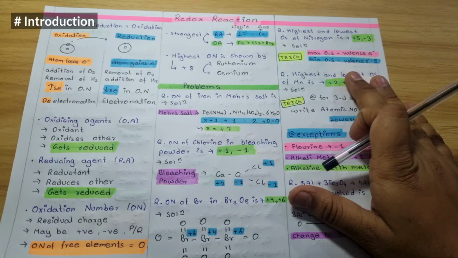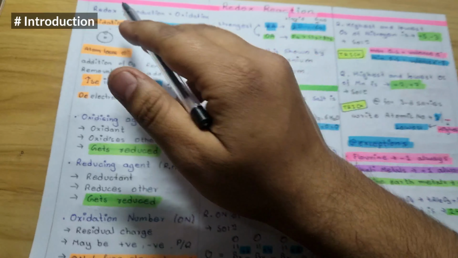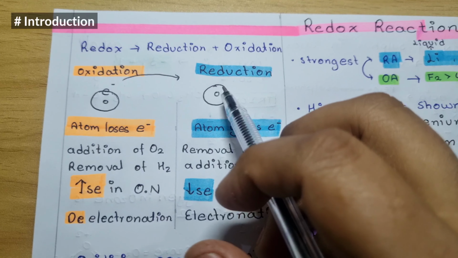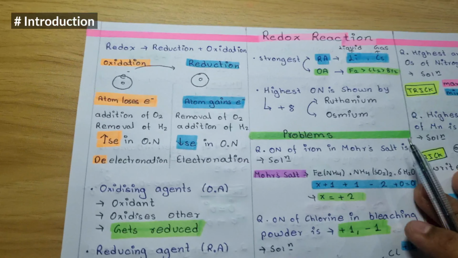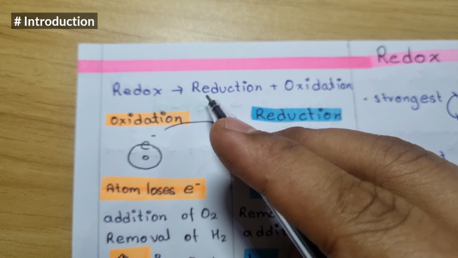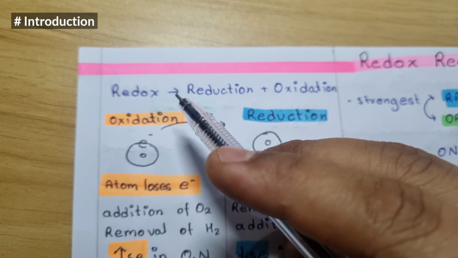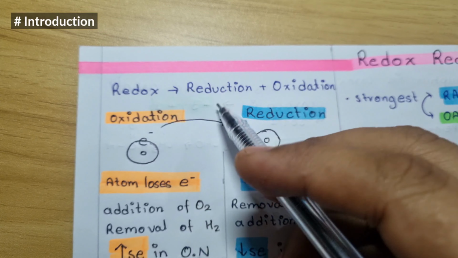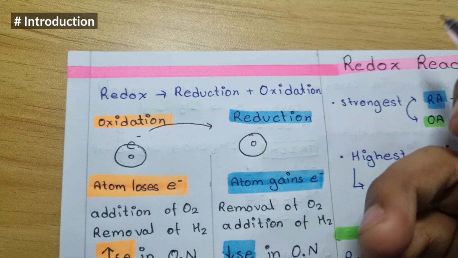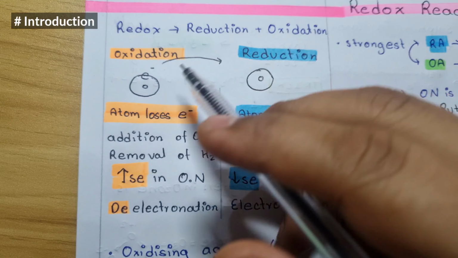Hey everyone, in this video we are going to learn about the redox reaction and the complete theory about oxidation and reduction. First and foremost, start from the beginning. What does redox mean? Redox simply means reduction and oxidation. If the reaction involves both reduction and oxidation, it is said to be a redox reaction. Then what do oxidation and reduction mean?